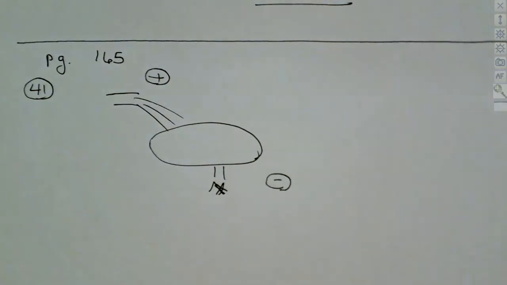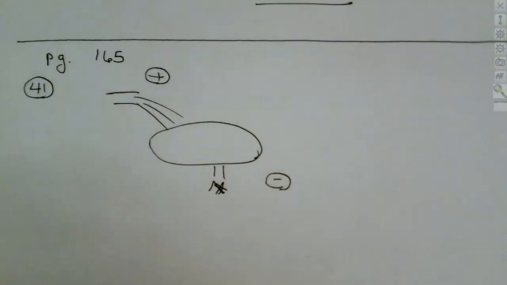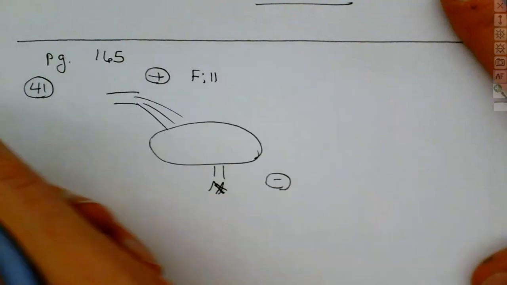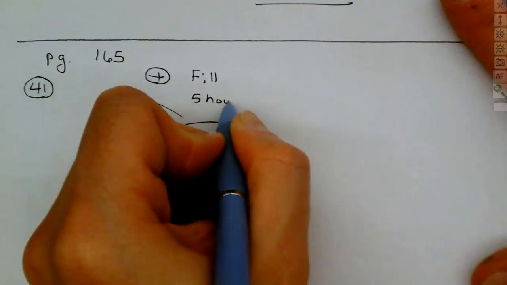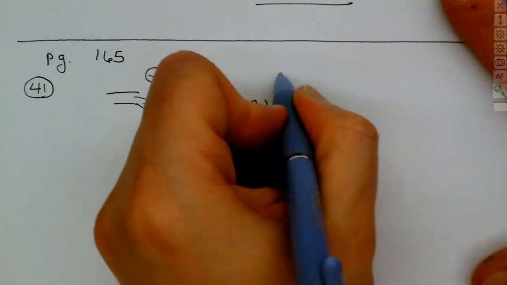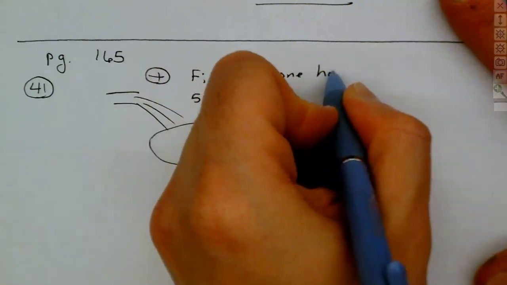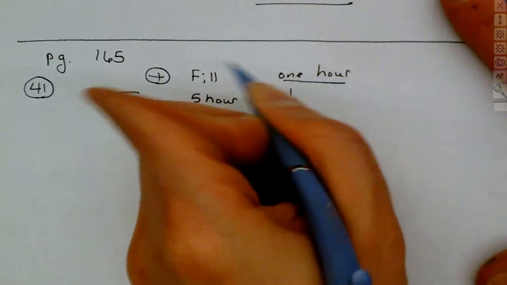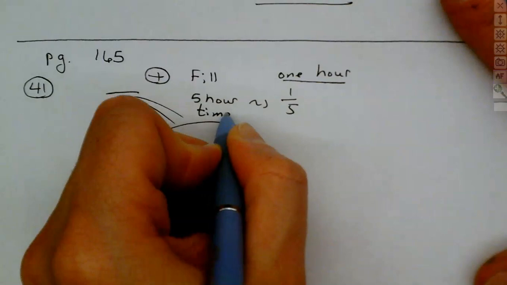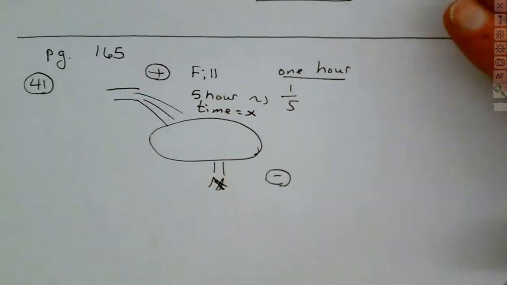So what do we know here? We know it takes him 5 hours to fill this pool. Okay, so 5 hours to fill would be, how much is done in 1 hour? 1/5. You have to always make sure you convert it into a fraction there. Again, the time we don't know, so the time is x.